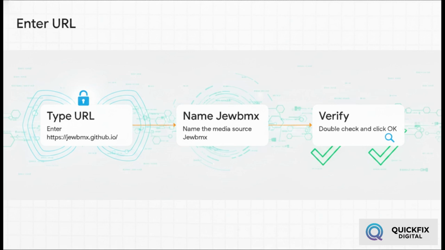Now, precision is absolutely critical here. When you enter the repository URL, you have to type exactly https://jubmx.github.io. Once that is locked in, go ahead and name the media source, jubmx, so it's super easy to identify in the next phase. And please double-check your spelling here. A single typo means the whole deployment fails before it even starts.